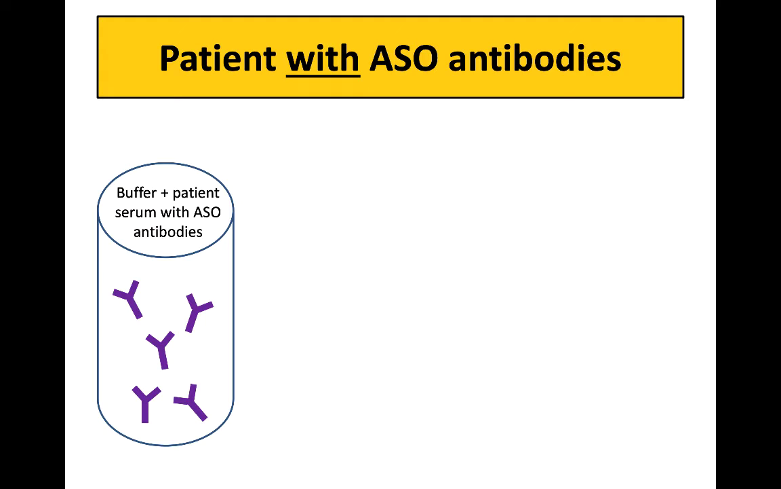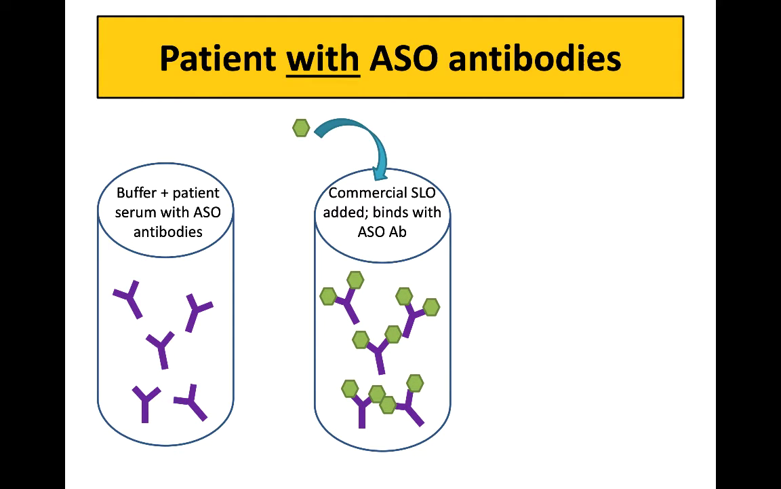So in this case, we have a patient serum that has those ASO antibodies in it, and we have mixed it with some buffer, which is one of the reagents we use in this test. The next thing we're going to do is add a commercially prepared reagent of streptolysin O. This is the same toxin that the strep would make, purchased from a company, and we add it to this patient's serum. If the patient's serum has anti-streptolysin O antibodies in it, those antibodies will bind and neutralize the streptolysin O.